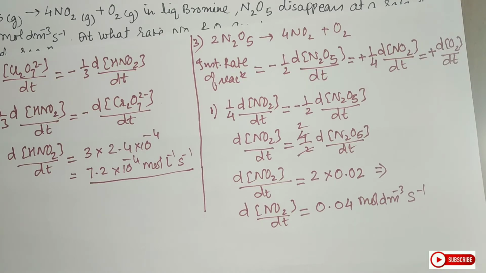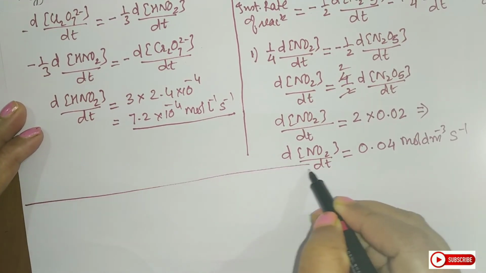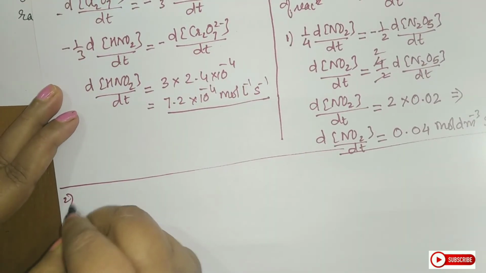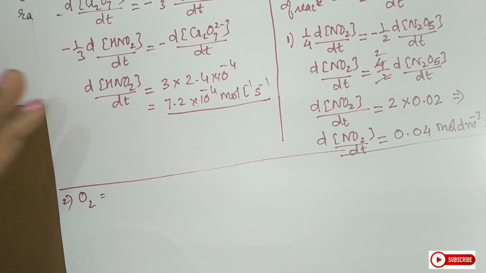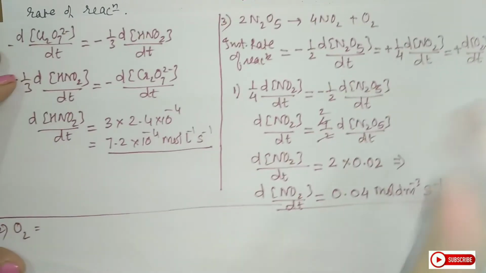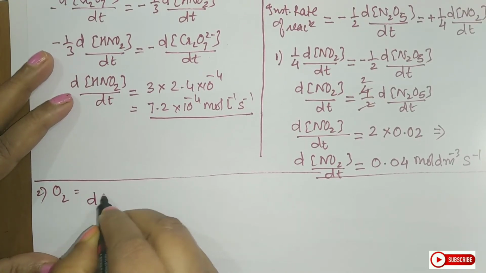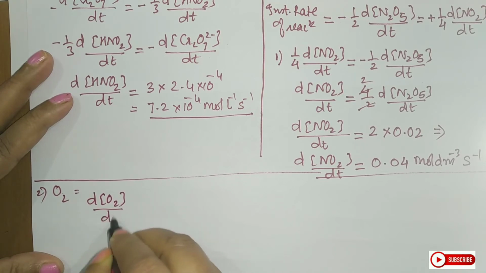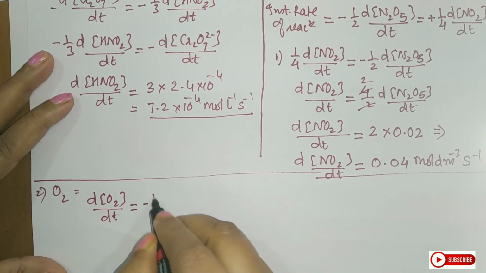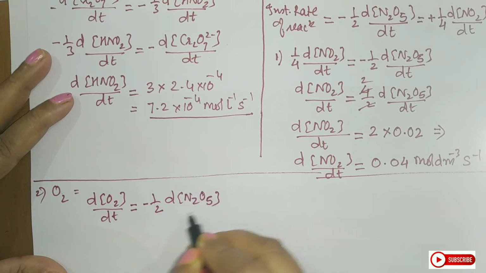Now let us go for the second calculation, and that is your oxygen calculation. So let us see what is that oxygen calculation. So for the second, oxygen calculation, now I will correlate this with oxygen. So please write down the equation now. So it will be dO2 by dt is equal to minus half of dN2O5 by dt.